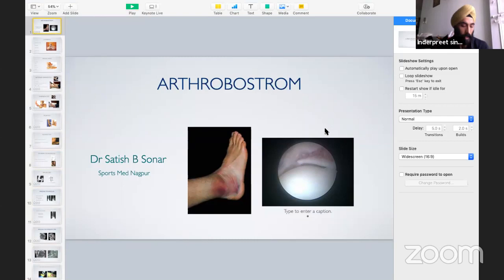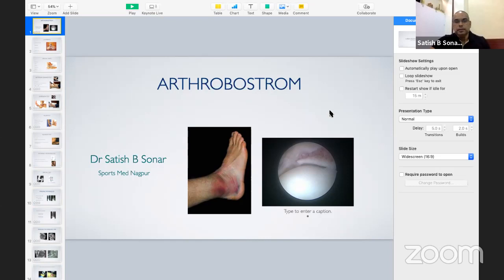Good morning. As we all know, lateral ankle ligament instabilities are quite common, and we very often see them in our routine OPDs. We usually treat them with the RICE therapy, but still about 20-30% of the patients will have future instability, and we need to do something for them.